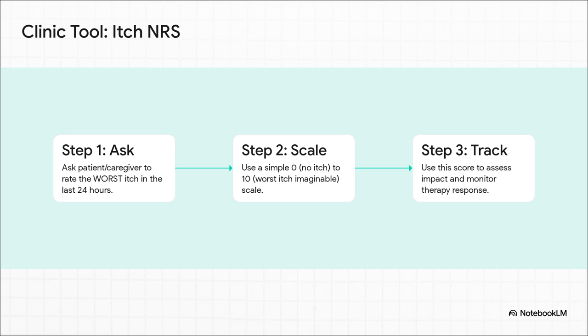The good news is we don't have to guess how bad it is. We can and we should be measuring this impact. And it's actually really simple. Just incorporate the worst itch numeric rating scale into your visits. All you have to do is ask the patient or parent, on a scale of 0 to 10, where 10 is the worst itch imaginable, what was your worst itch in the last 24 hours? That's it. It's one simple number, but it tells you so much about disease impact and helps you track if your treatments are actually working.